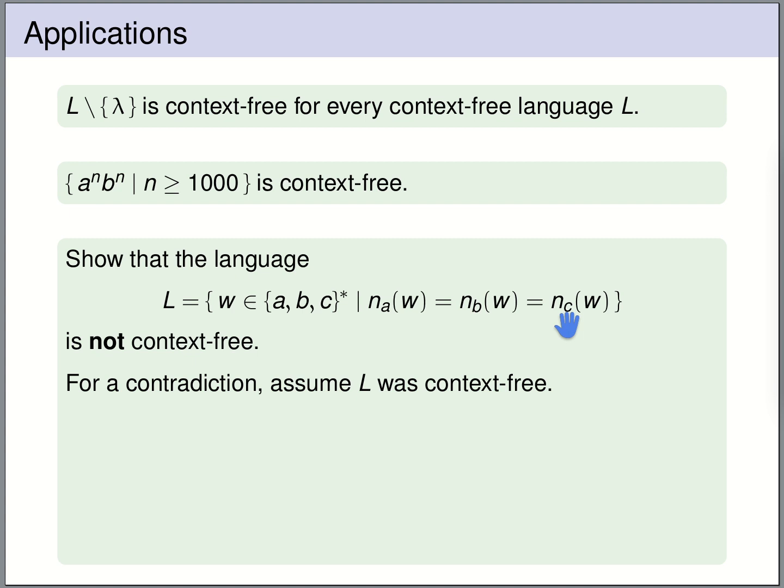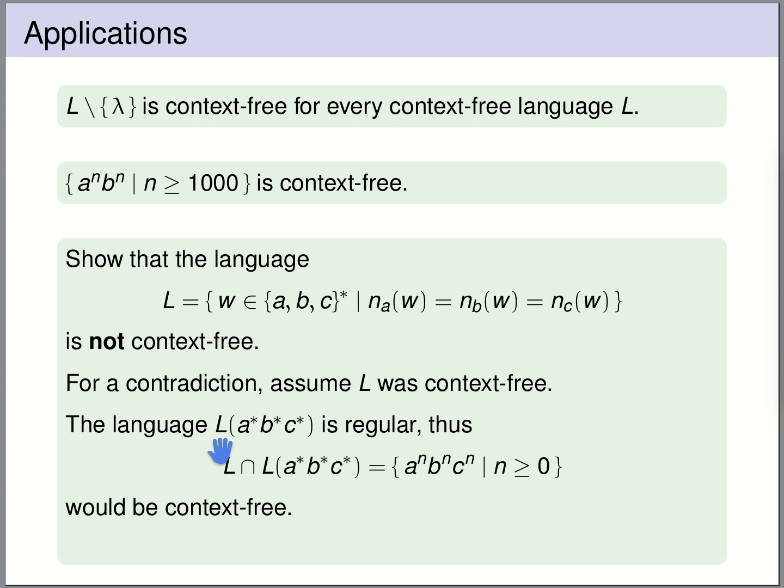If this language was context-free, then it's also context-free if we take an intersection with a regular language. So let's intersect this language L with the language of the regular expression A star, B star, C star. So let's say that we take all the words from L that start with a number of A's, followed by a number of B's, followed by a number of C's. So if we have words of this form, and these words have the same number of A's as the number of B's as the number of C's, then we have words of the form A to the n, B to the n, C to the n for n greater or equal 0.